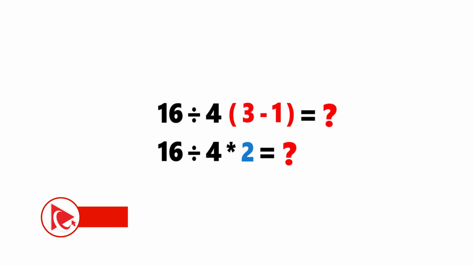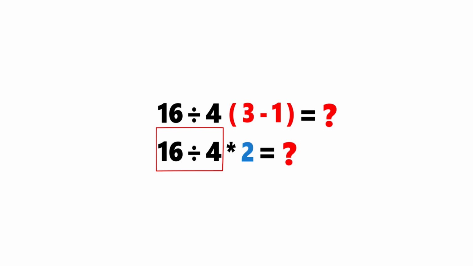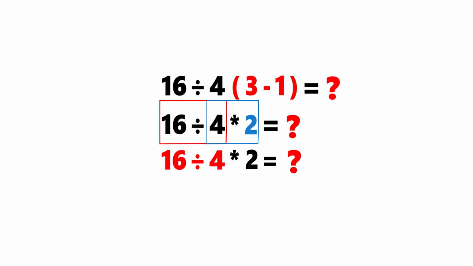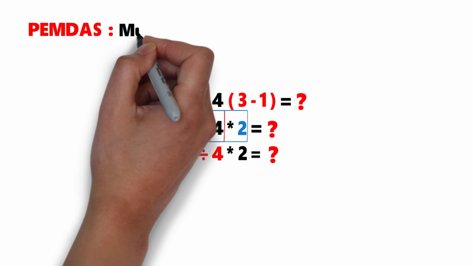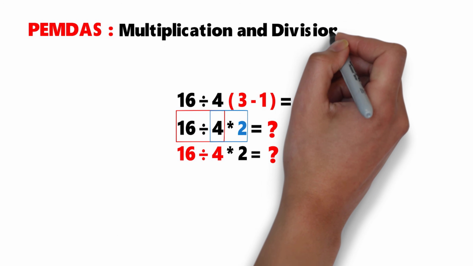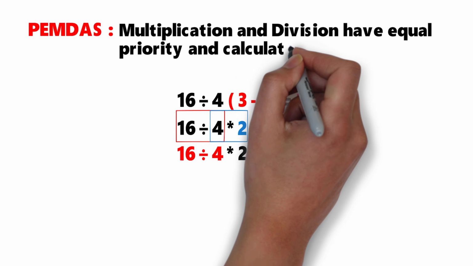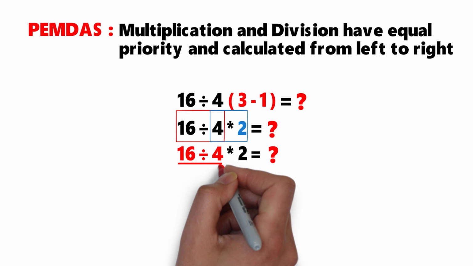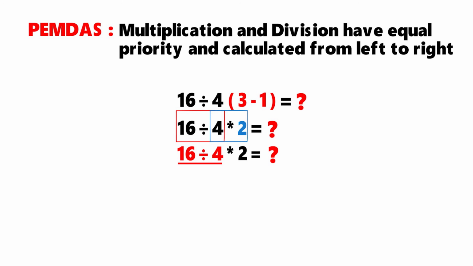The question is, what are we going to do next? We have a choice of dividing 16 by 4 or multiplying 4 by 2, and the correct answer here is that we need to divide 16 by 4 as a second step. What PEMDAS doesn't mention is that multiplication and division have equal priority and are calculated from left to right. And this is exactly the case for our expression. 16 divided by 4 is on the left side of the expression, and 4 multiplied by 2 is on the right side. So the first thing we need to do is divide 16 by 4.